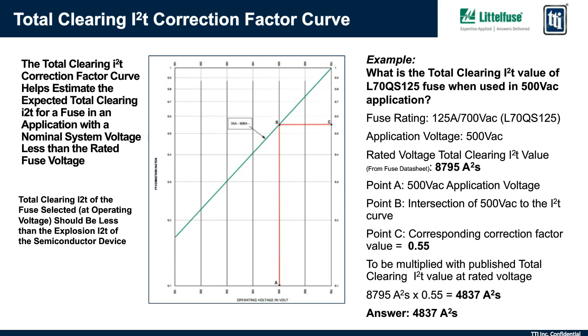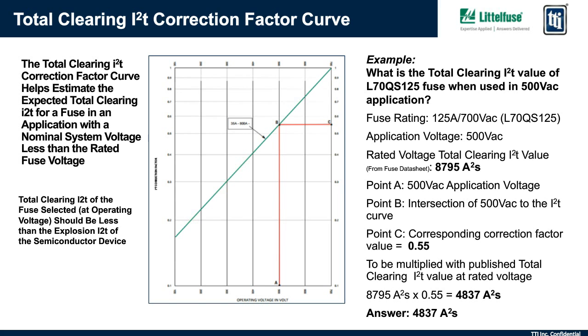So the rated voltage total clearing I squared T value from the data sheet is 8795. And so we can locate point A, which is at 500 volts AC, the application voltage, move up until intersecting the curve at point B, and then move over to the y-axis at point C. And we can see that the corresponding correction factor value is 0.55. So that value is to be multiplied by the published total clearing I squared T value at rated voltage. So 8795 times 0.55 is 4837 amp squared seconds.